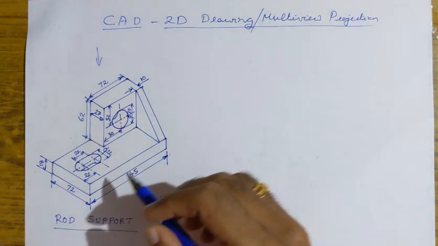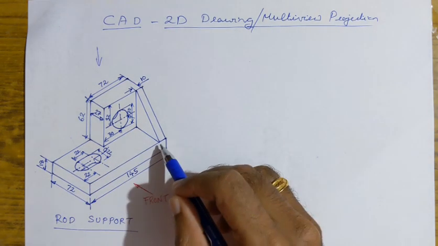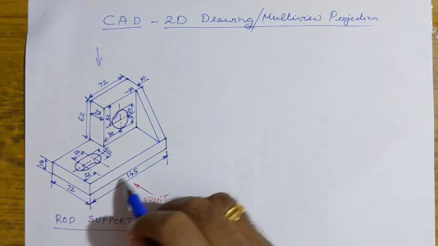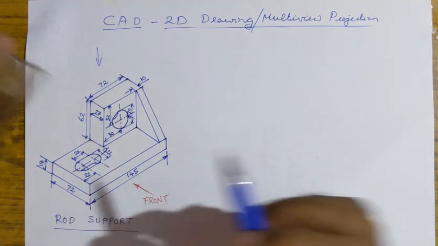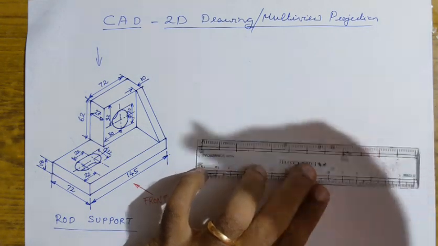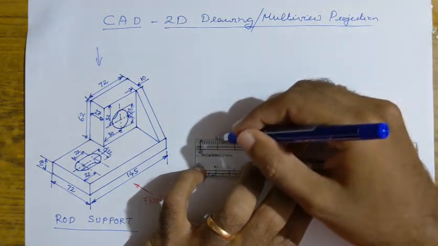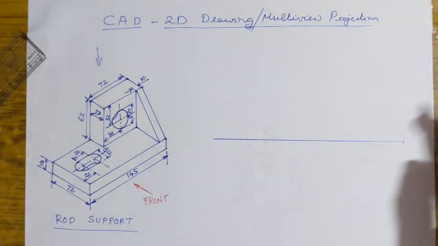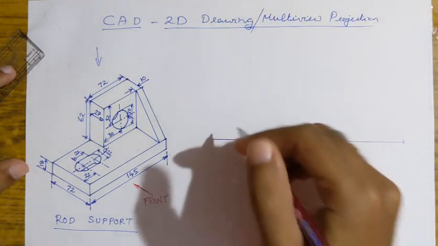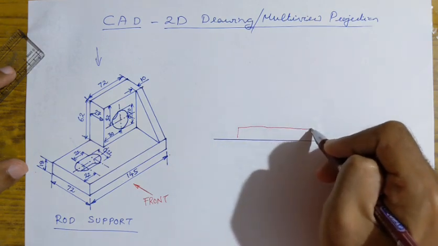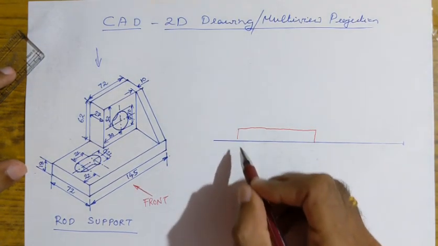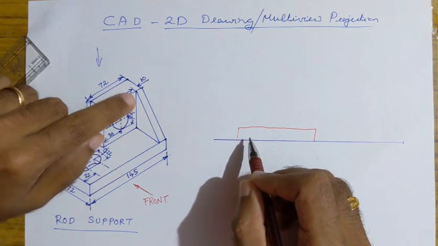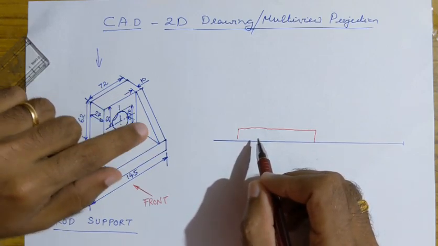As we are looking from the front, you have a rectangular face over here. The dimension of this rectangular face is 145 by 18. So we will start by drawing the front view. The front view is drawn first. I'm just drawing it roughly, not to the actual dimension. You have a rectangular slab here first. It is 145 by, the height is 18 mm, and on the right side you can see that triangular rib.